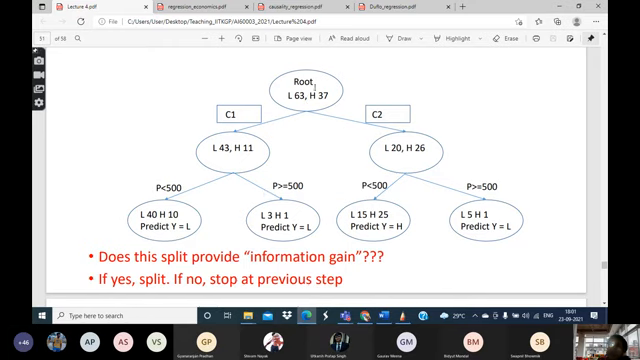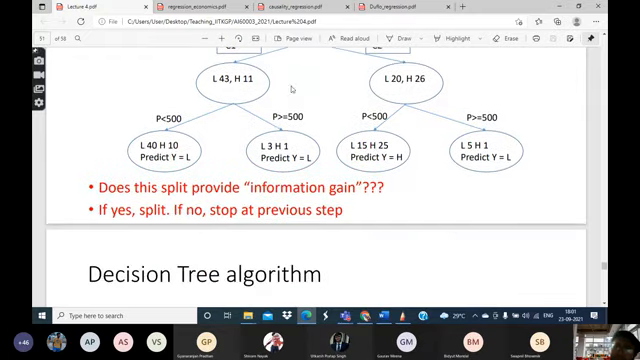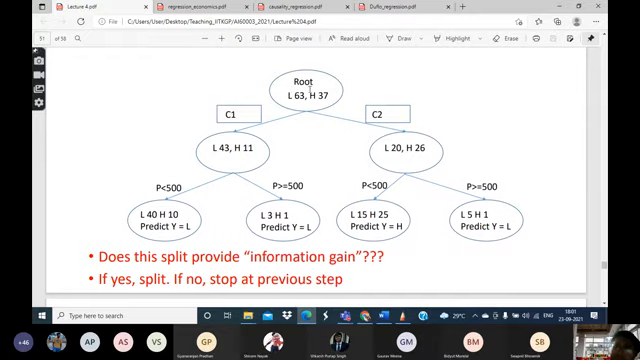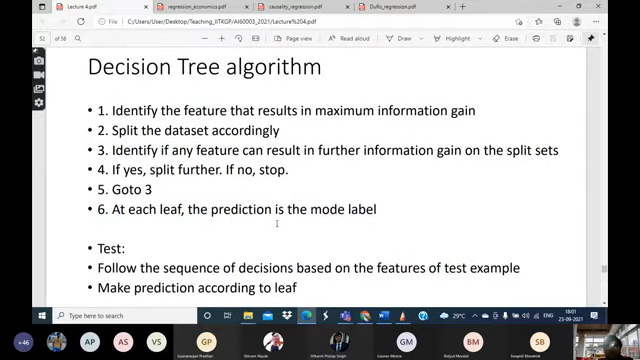I have already split the initial data set with respect to the first feature, which is the company. Now the split data sets I am trying to split further by focusing on the other features. Just like when I was splitting the original data set, here also whichever feature gives me the highest information gain, I split according to that. So this is the decision tree algorithm. Identify the feature that results in maximum information gain. That's the first step of your decision step.